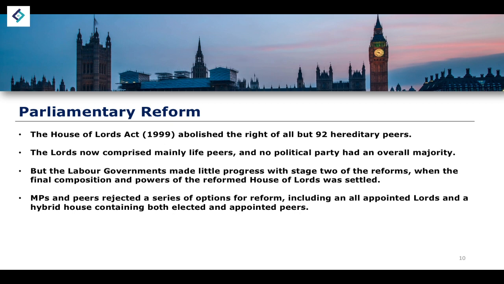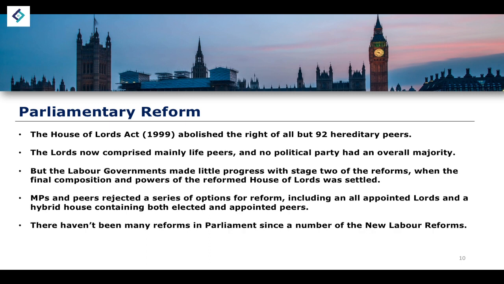MPs and peers rejected a series of options for reforms. So, for example, there were ideas relating to an all-appointed House of Lords, or having a hybrid house which contained both elected and appointed peers, so adding and injecting a little bit of democracy into the House of Lords. And there haven't really been many reforms to Parliament specifically since these New Labour reforms.